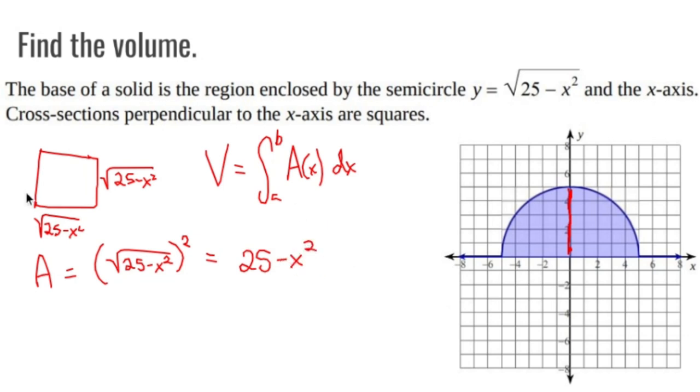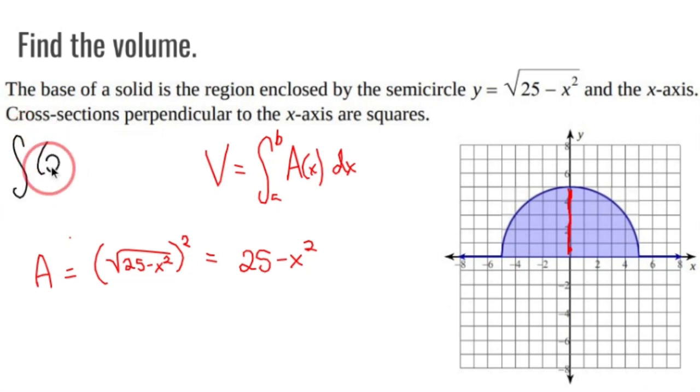So what I'll do is I don't need this picture anymore. That picture's now gone now that I have my area formula. I can find the volume by taking the integral of 25 minus x squared dx.